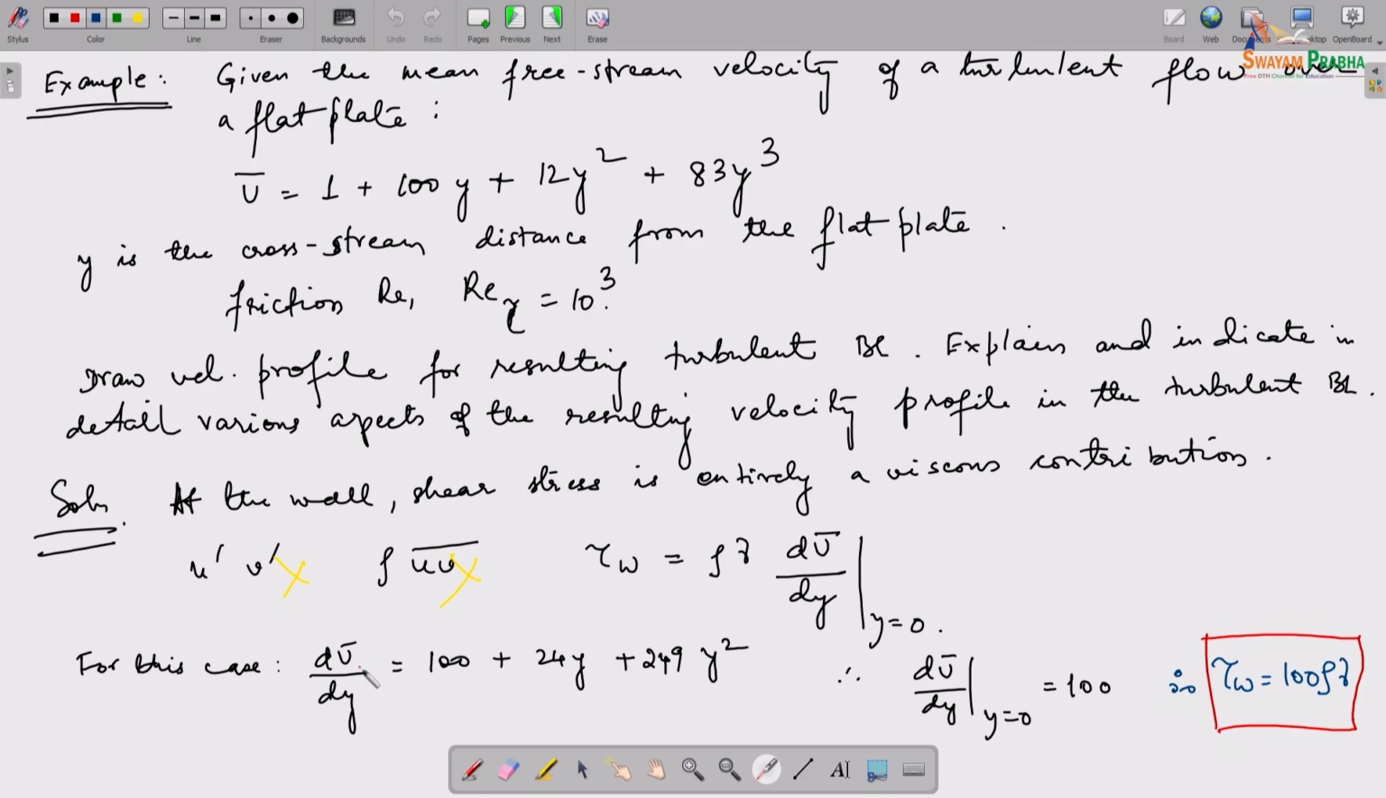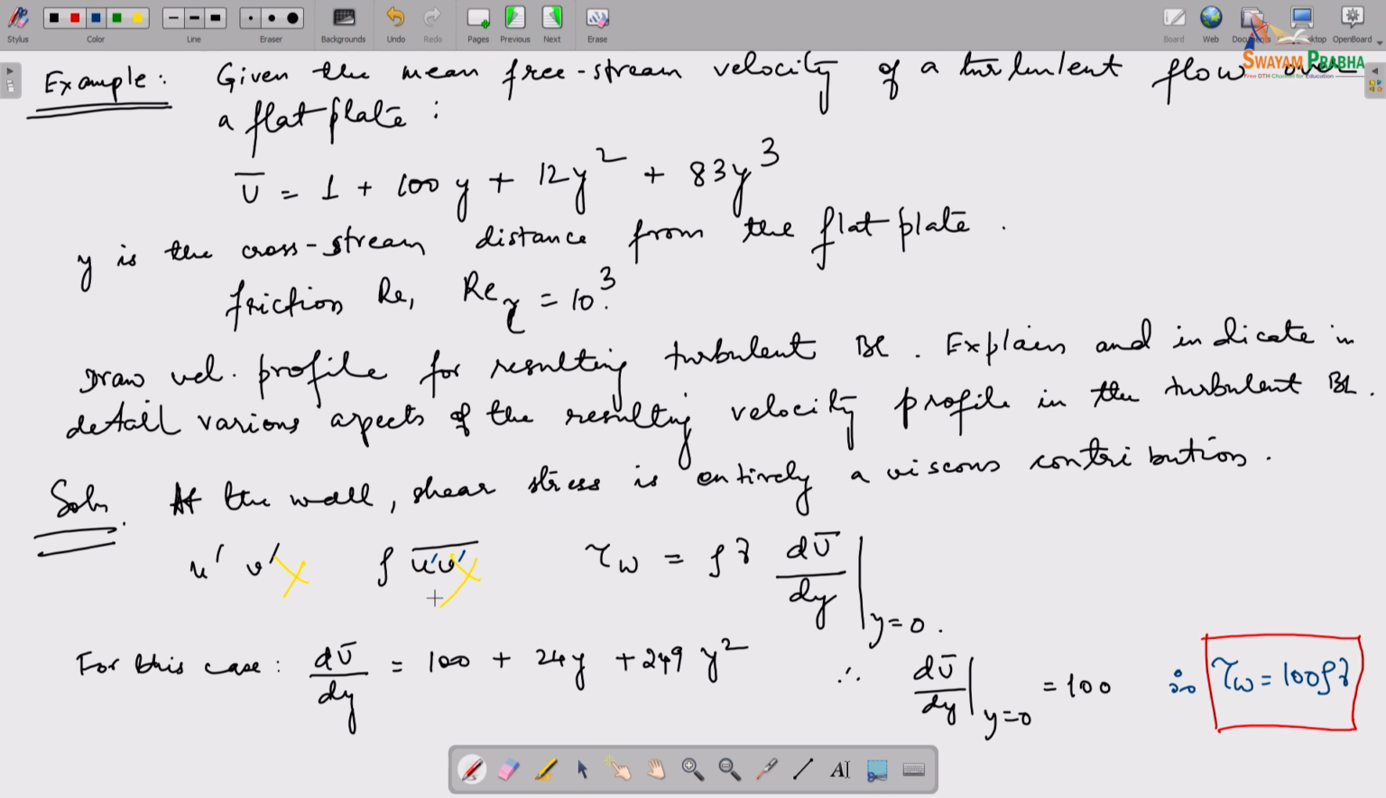So, we started out basically by saying at the wall shear stress is entirely a viscous contribution. We know that from our previous studies. So, essentially the term, if you look at the Navier-Stokes equation, the mean of that doesn't really contribute much to the shear stress at the wall. It is primarily the mean component of the velocity, right? So, this is the term that we usually look at. As a matter of fact, what we should be looking at is this, okay?